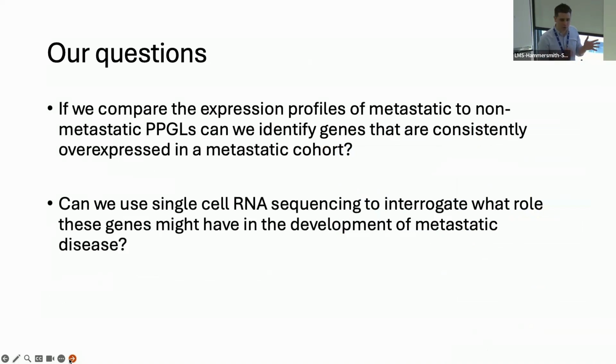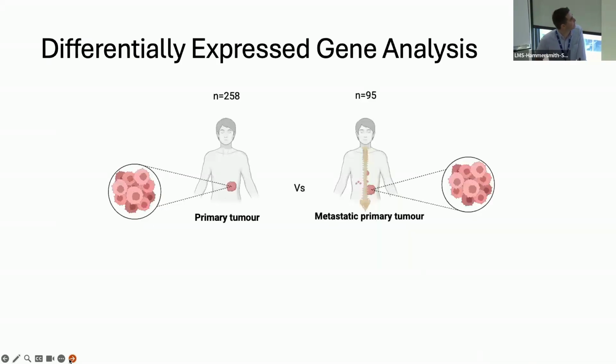So our question is, well, in the same way that the TCGA looked at the expression profile of all PPGLs, what if we chose a selection of metastatic PPGLs and compared them to non-metastatic PPGLs? Can we find any genes that might be implicated in the development of metastatic disease? And then separately, we want to use single cell RNA sequencing that I'll talk about shortly to interrogate what role those genes might have in the development of metastatic disease.